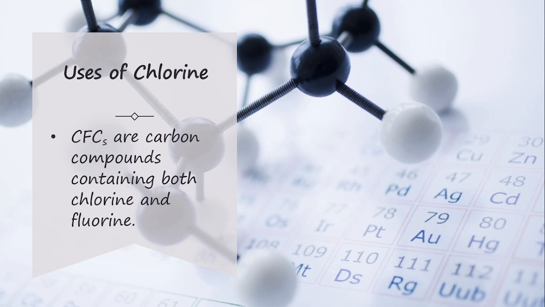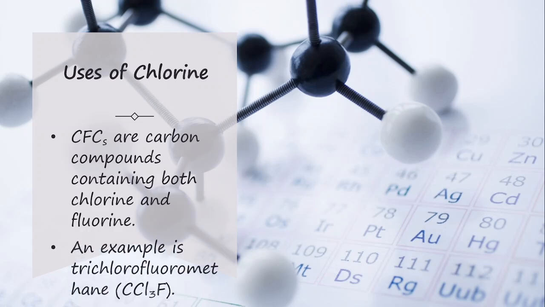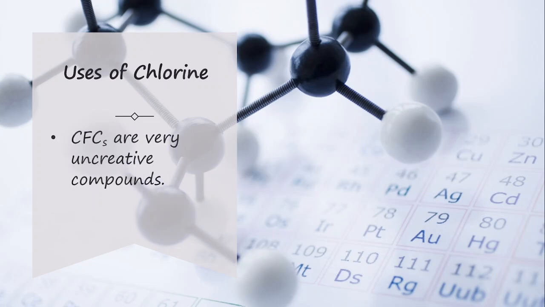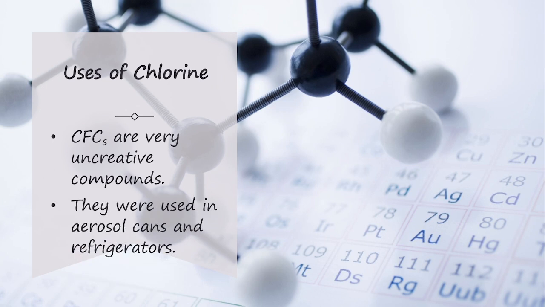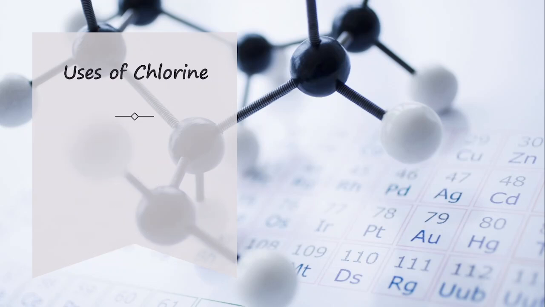CFCs, we are talking about chlorofluorocarbons, are carbon compounds containing both chlorine and fluorine. An example is trifluorochloromethane. So this is an example of CFCs. It's very useful to have chlorine to manufacture these compounds. CFCs are also unreactive compounds. They were used in aerosol cans, and sometimes are still used in ice machines and refrigerators.